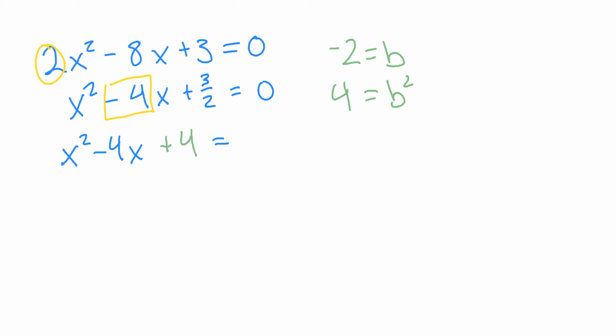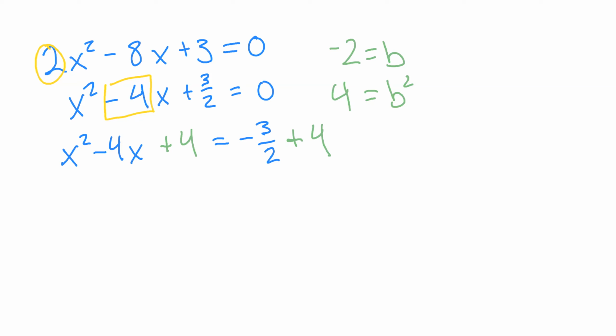And then I'm going to move that 3/2 to the other side, subtracting 3/2 from both sides. And we're going to have a +4 on the other side, right? Because all I'm doing is using the properties of equality. So I'm subtracting 3/2 from both sides and I'm adding 4 to both sides. Okay, so I'm just using the properties of equality here to get the stuff on the left-hand side to be a perfect square.